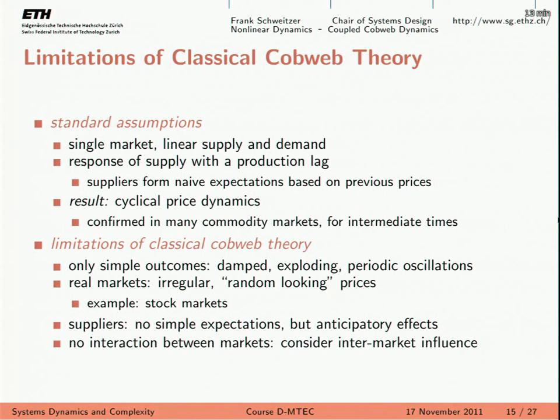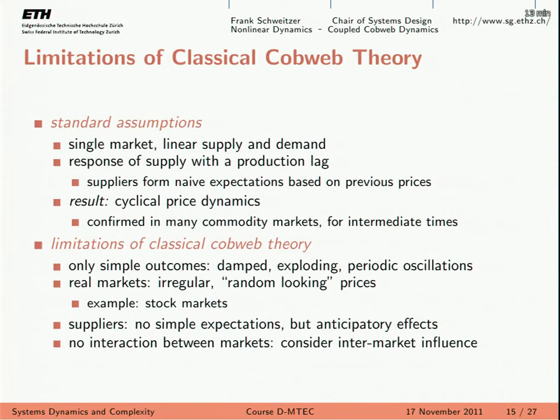And in fact, all these assumptions can be relaxed. You can improve the model by introducing more complex supplier expectations. So suppliers anticipate something. They don't have this kind of knee-jerk reaction. Here we're going to improve only the fact that there is no coupling between different markets. That's important.